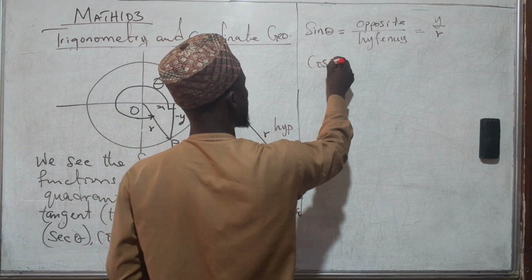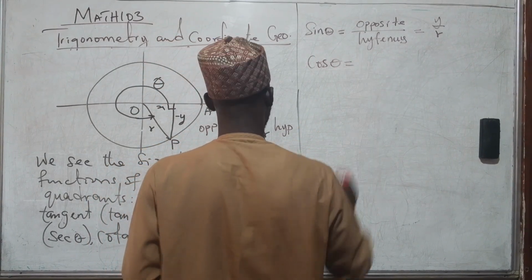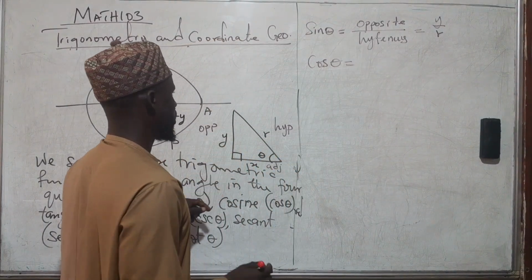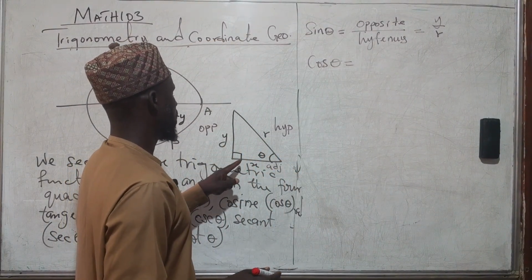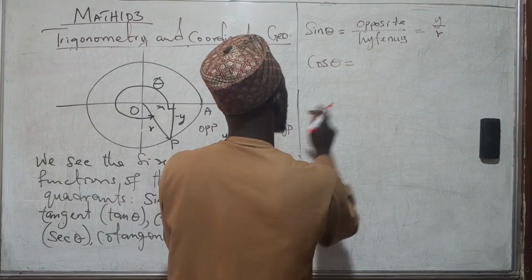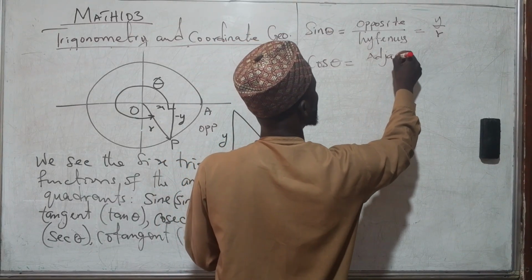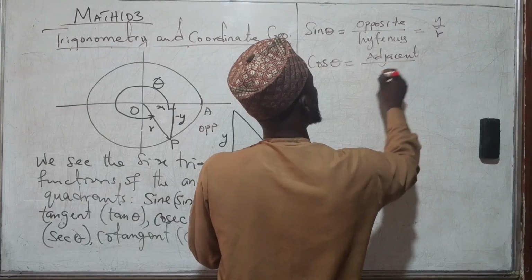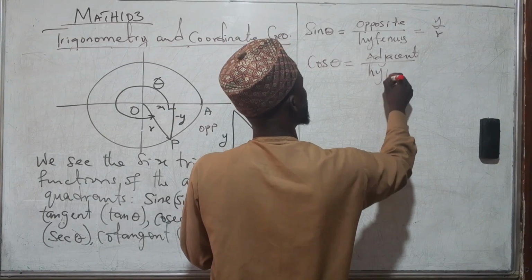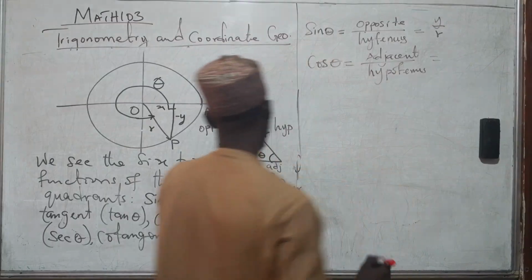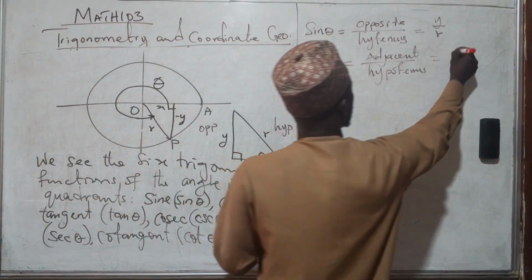Also, we see cos theta is equal to adjacent over hypotenuse. This is adjacent over the hypotenuse. And this is equal to x over r.